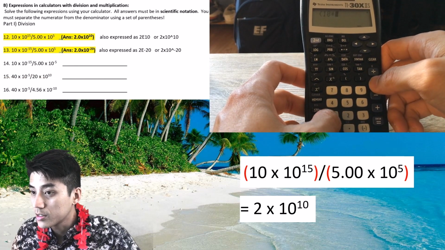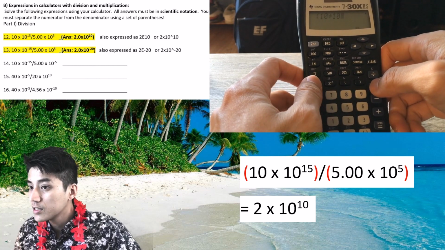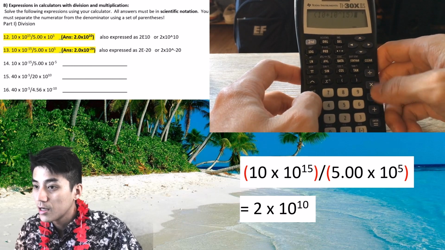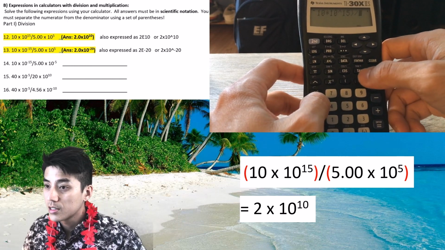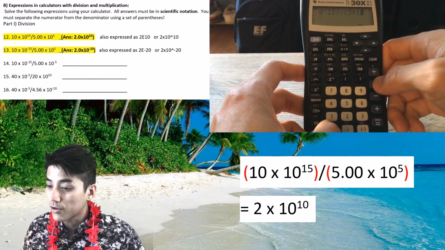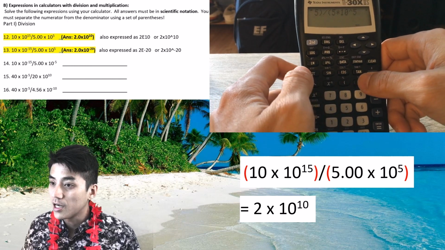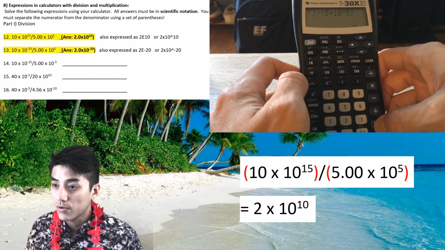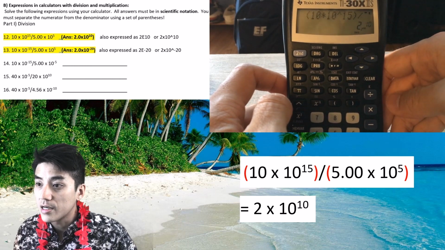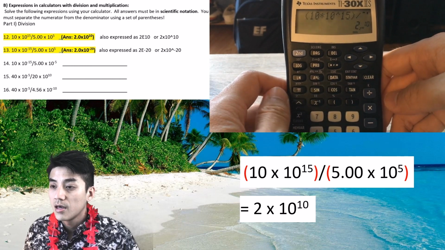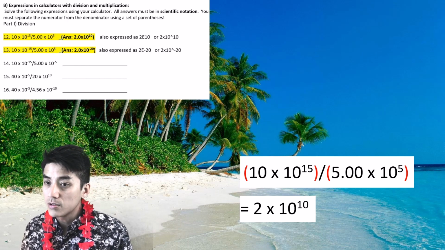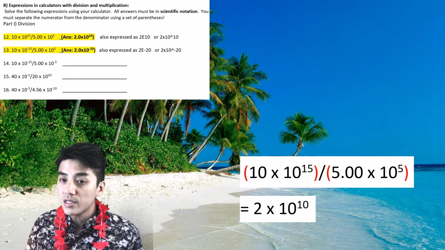So I'm gonna start by typing down parentheses, 10 times 10, and then caret symbol when I need to put in an exponent to the 15th, and then I close it off with parentheses, and then I hit divide. And then I put in the next expression, but I start that off with parentheses, 5 times 10 caret to the 5th, parentheses, and then I hit the equal sign. And that should give me the answer as 2 times 10 to the 10th. Now, depending on the calculator, you might see 2e10 or 2 times 10 and then caret 10. It means the same thing.